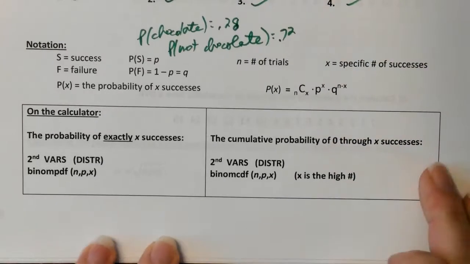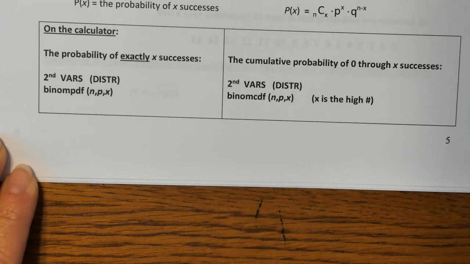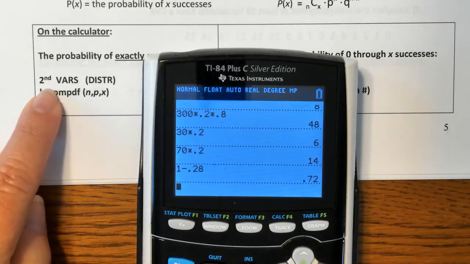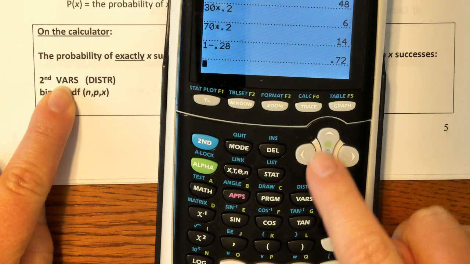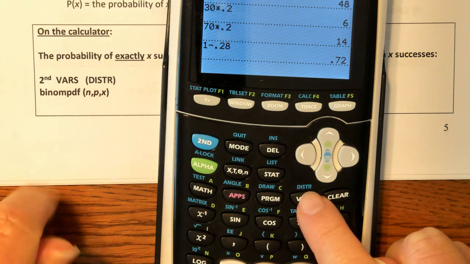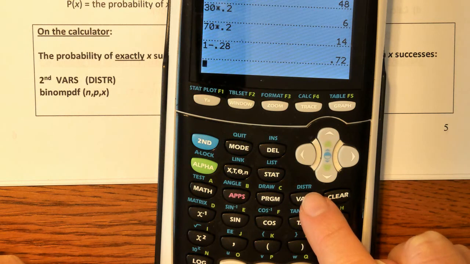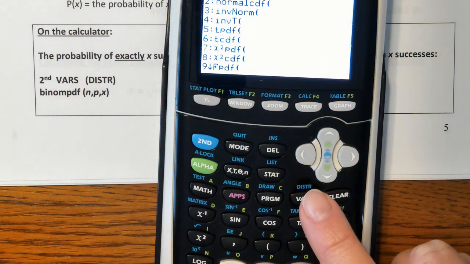Okay. In your calculator, we're going to go into a new menu that we have not used previously. You are going to go to the second VARS menu. If you look on your calculator next to the little ring of arrows, there's a button to the bottom left that says VARS. Up above it, it says DISTR. That stands for distribution. To get to anything written in blue, we have to hit the second key. So second VARS.